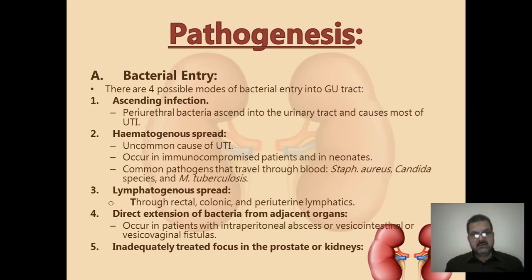Pathogenesis: first of all, how will the bacteria enter the urinary tract? Ascending infection from periurethral bacteria. Hematogenous spread is uncommon, but it can be found in immunocompromised patients. Lymphogenous spread through rectal, colonic, and uterine lymphatics, direct extension from intraperitoneal abscesses, or vesico-intestinal or vesico-vaginal fistulas.